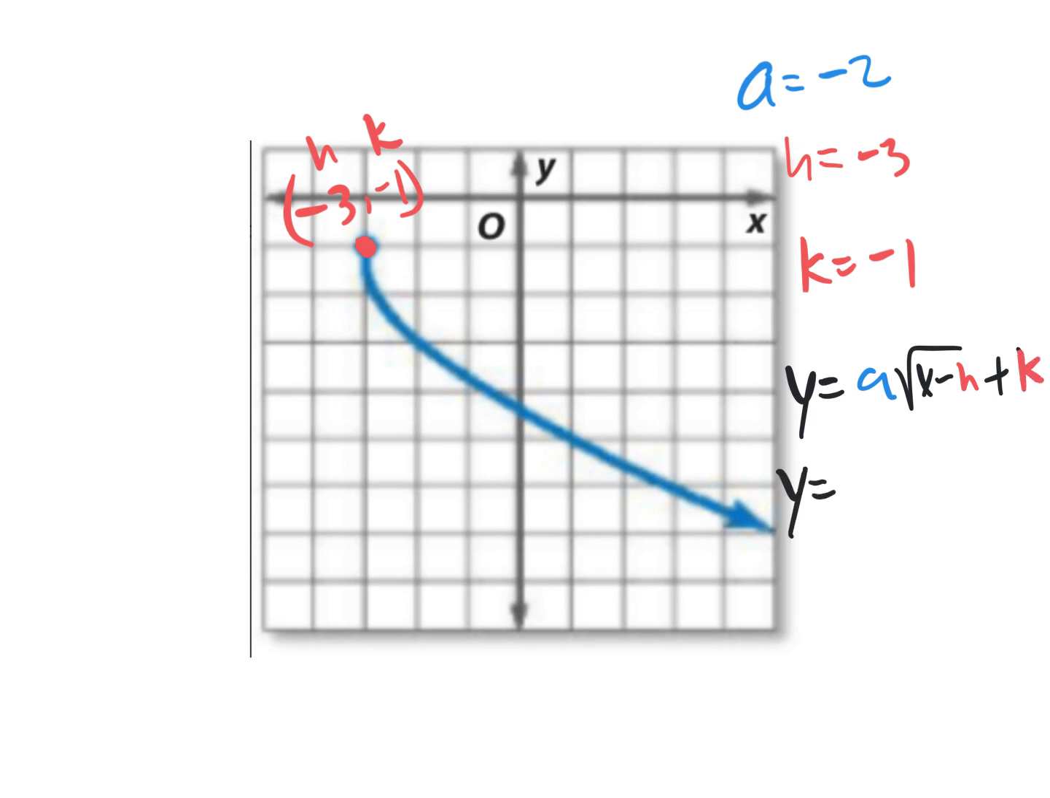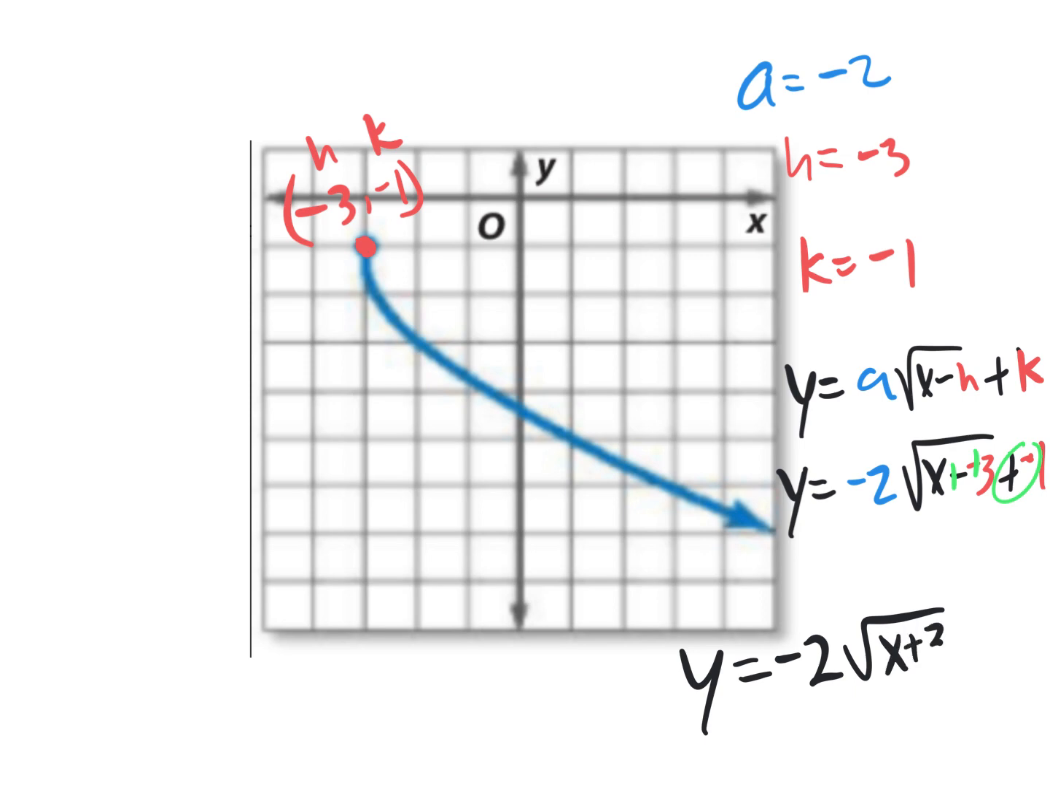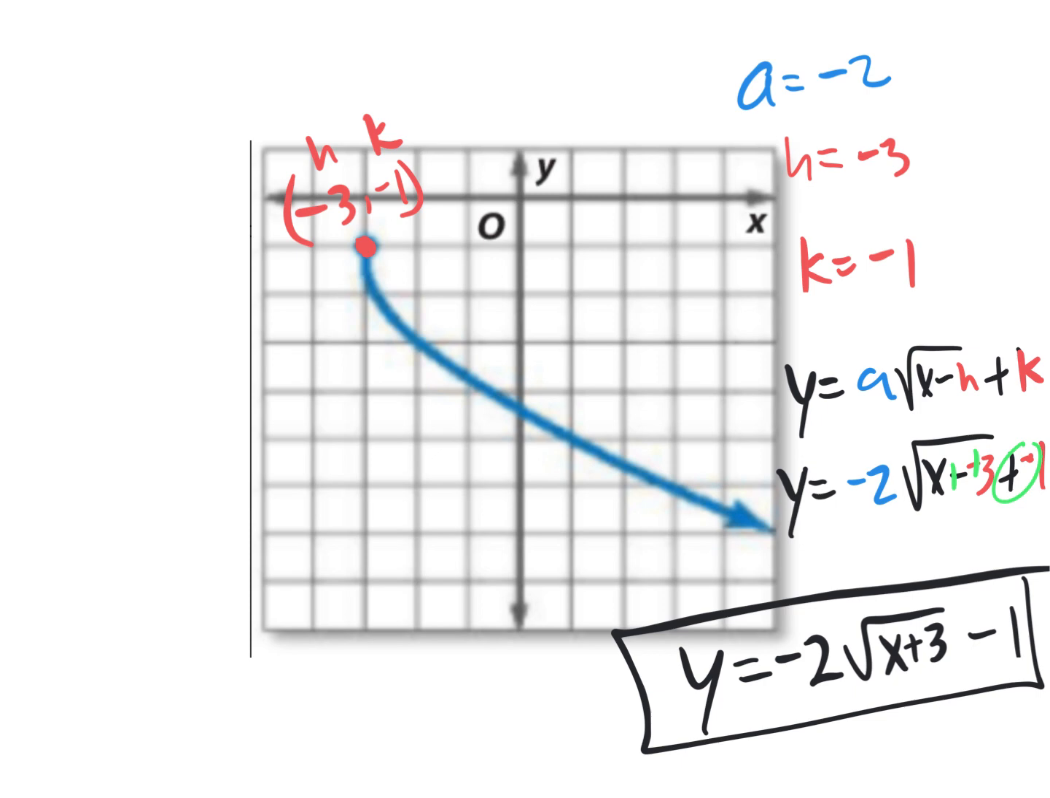Y equals a value -2 square root x minus the -3, and then so it'll become plus, and then plus k is plus -1, and of course we're going to clean it up, changing the minus to plus, and this plus negative we're just going to put a minus sign. So our answer is y equals -2 square root of x plus 3 minus 1 on the outside of the square root. I mean, pretty crazy. We're so advanced on this that we're able to take the graph and now write the radical function that produces that graph.